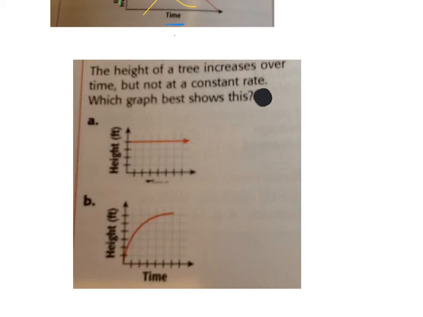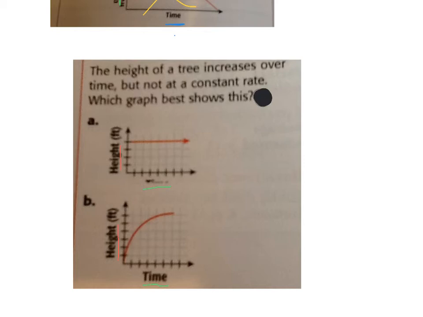So this problem says the height of a tree increases over time, but not at a constant rate. Which graph best shows this? So we have our height over here, and we have our time down here. That's supposed to say time. I don't know what happened there.